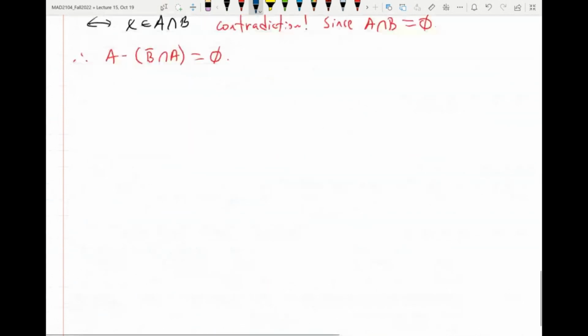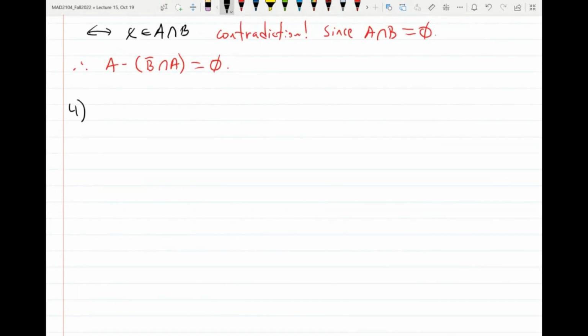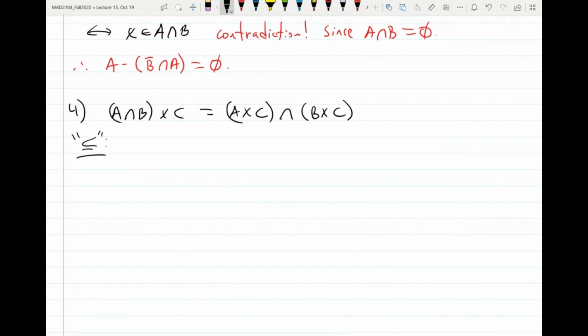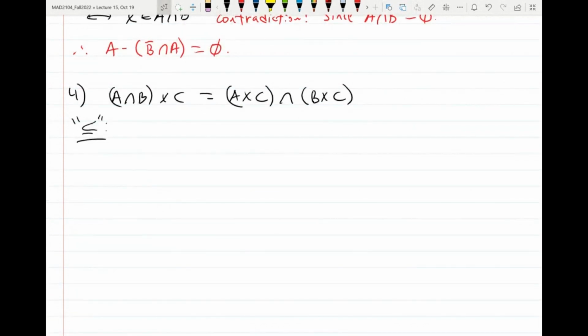So for number 4, so the question is A intersection B, Cartesian product C equals A cross C intersection B cross C. Now here you have to be very careful how you write things. So I want to show that the left is the subset of the right. Okay? So I'm going to show this direction. And then the other one I'm going to leave it to you as a homework because the idea is very simple. So how do we prove this?